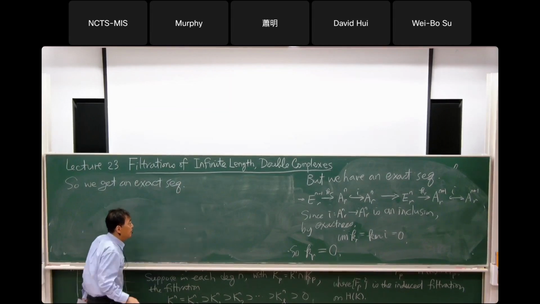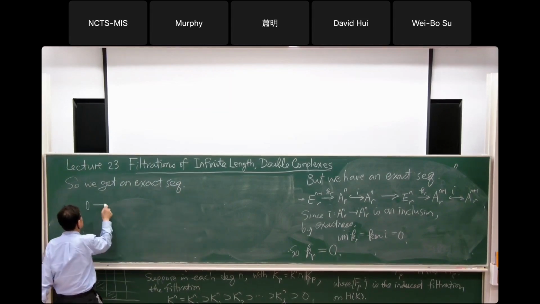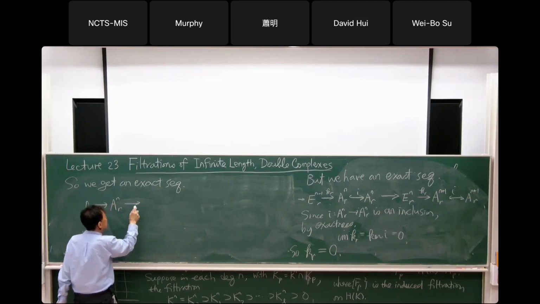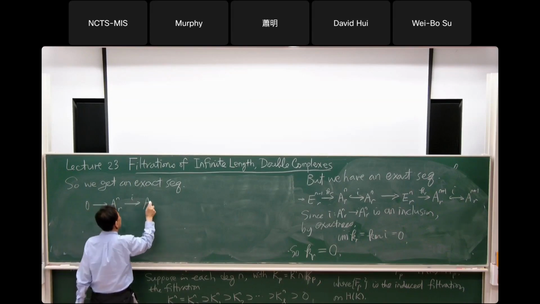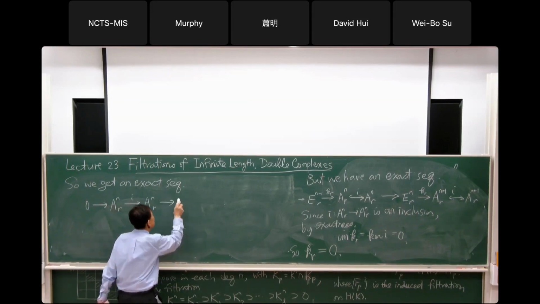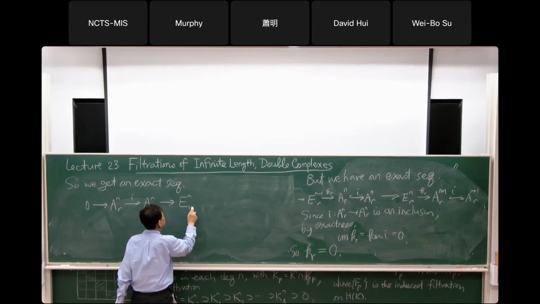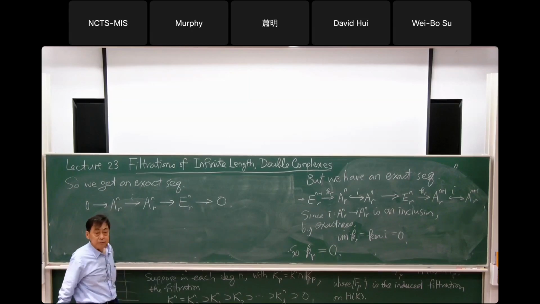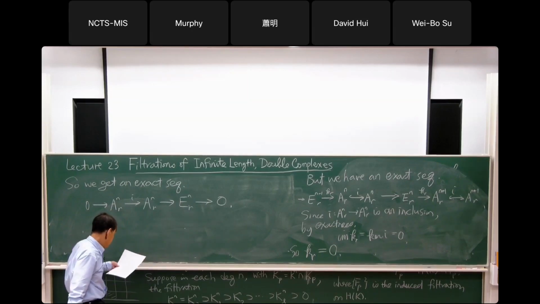So we get an exact sequence. We start with 0, and then we have A^n_r, I, A^n_r, and then it goes to E^n_r, and then it goes to 0. Okay?